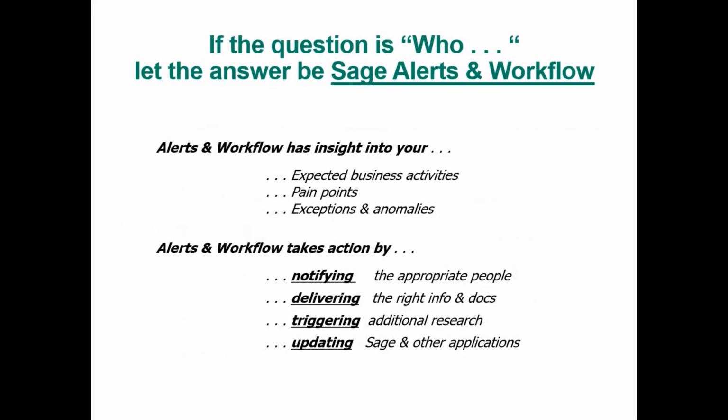If the question is who does these tasks, let the answer be Sage Alerts and Workflow. Because Alerts and Workflow has insight into your expected business activities as well as your pain points, exceptions, and anomalies. And Alerts and Workflow automatically responds to both expected and unexpected activities by notifying the appropriate people, generating and delivering the right information and documents, triggering additional research, and going back into your Sage and other business applications to update them with the details of what has happened and what has to happen.